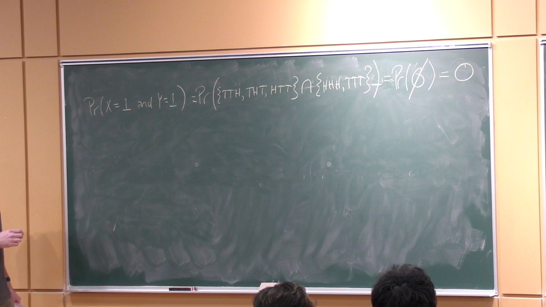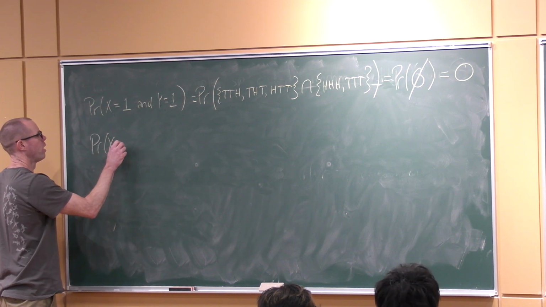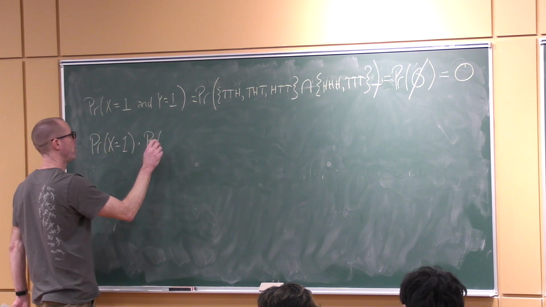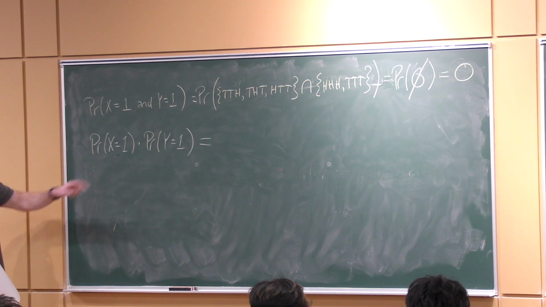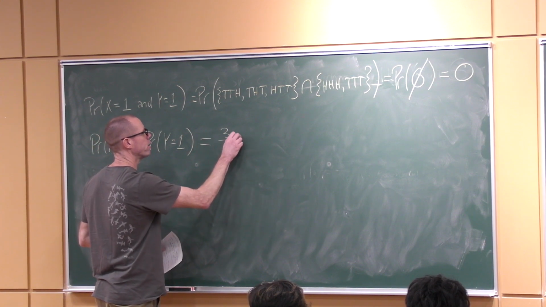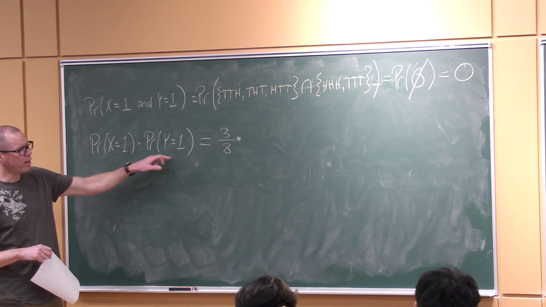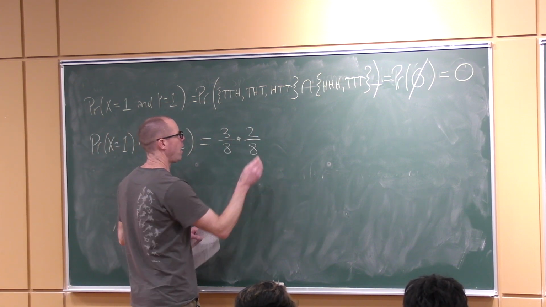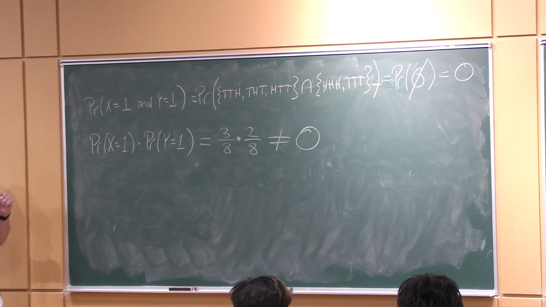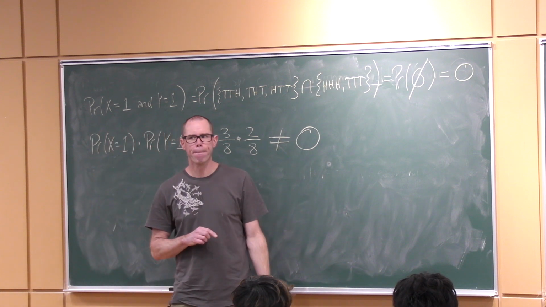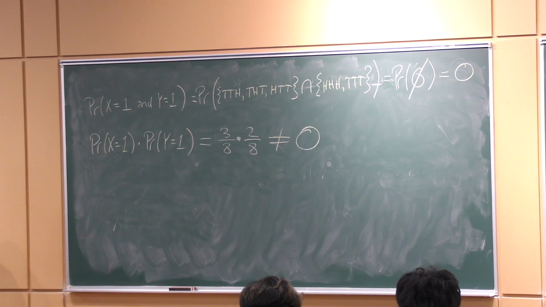Okay, so that's half of it. But then we should also check that that's not equal to the probability that x equals 1 times the probability that y equals 1. That's an easy one. The probability that x equals 1, we can read it off from over there. That's 3/8 times y equals 1 is 2/8, which is not equal to 0. And therefore, x and y are not independent random variables, because this does not equal this. Okay? All right.